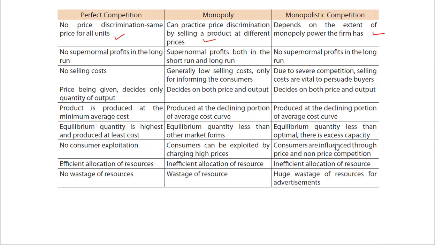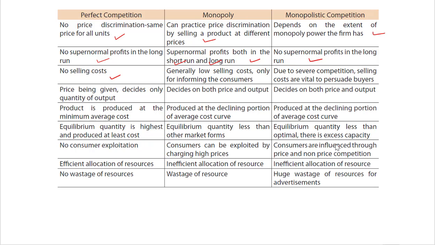In case of perfect competition, no supernormal profits in the long run could be achieved. In monopoly, supernormal profits are possible both in the short run and in the long run. In monopolistic competition, no supernormal profits are possible in the long run because in the long run all the firms will achieve only normal profits.